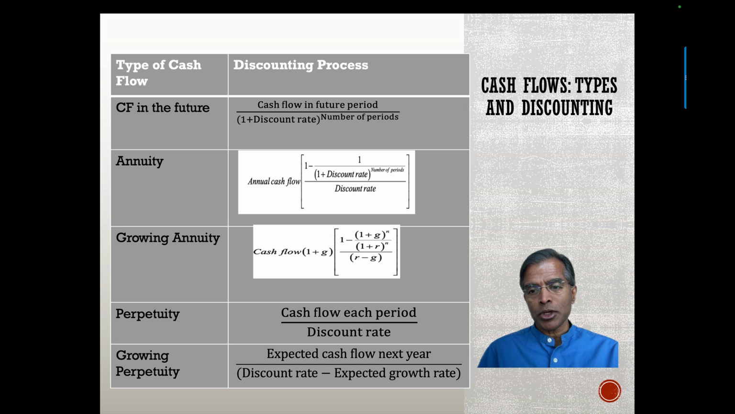In the shortcut, here's what you do. You start with the expected cash flow next year. So the cash flow times 1 plus g.